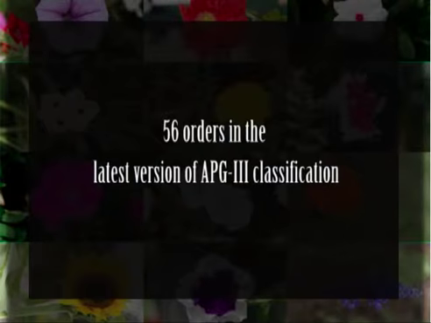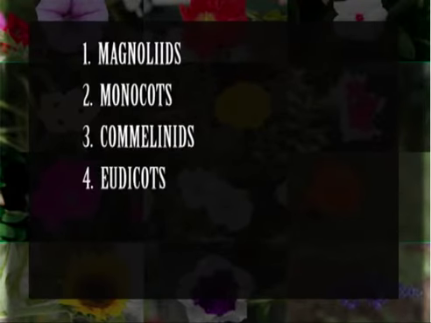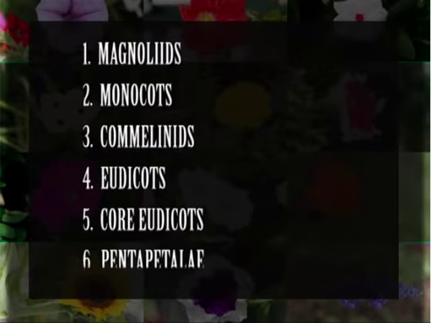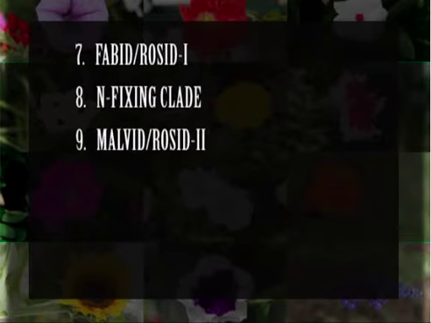A number of informal groups, what they call clades, have been recognized. In these clades, about 56 orders are distributed in the latest version of APG-III classification. These informal clades include, first, the MAGNOLIIDS, second, monocots, third, COMMELINIDS, fourth, EUDICOTS, fifth, core EUDICOTS, sixth, PENTAPETALAE, seventh, FABID, or sometimes called ROSID first. Then the eighth one is the nitrogen fixing clade. The ninth one is MALVID, or sometimes called ROSID second.